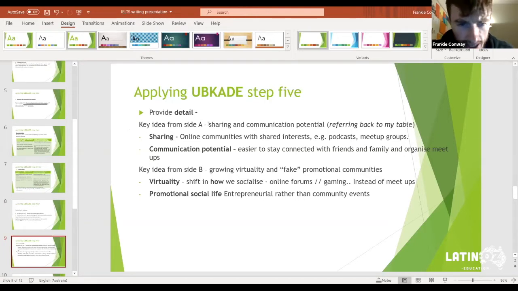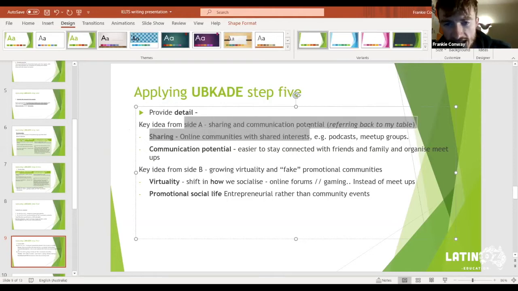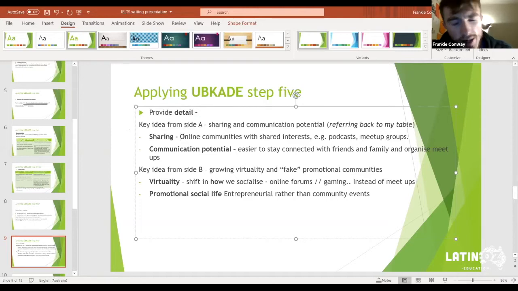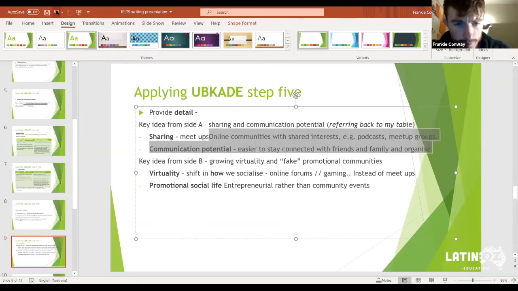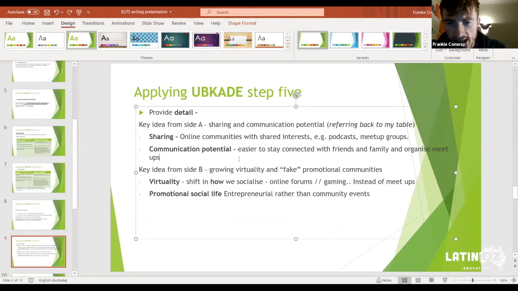So how do I provide more detail? So my key idea, guys, from side A, was sharing and communication potential. So I've said, guys, my detail is it's online communities such as podcasts and meetup groups. Communication potential is easier to connect with friends and family and organize meetups. So that's my detail, guys, that I've added.